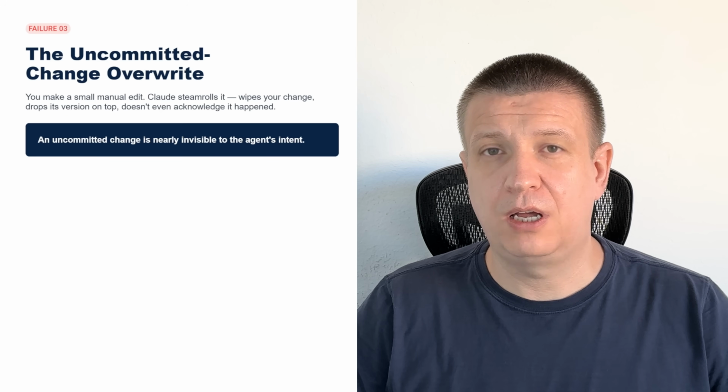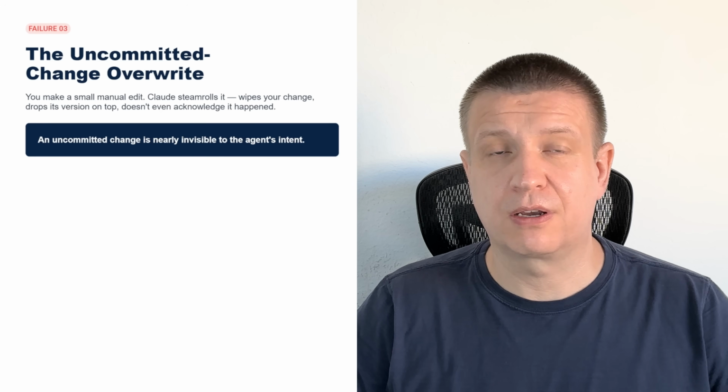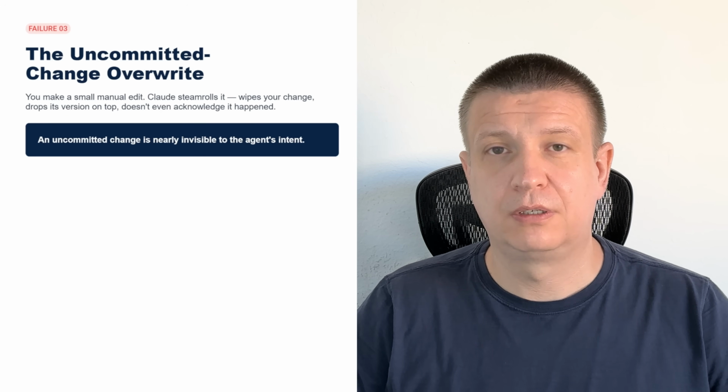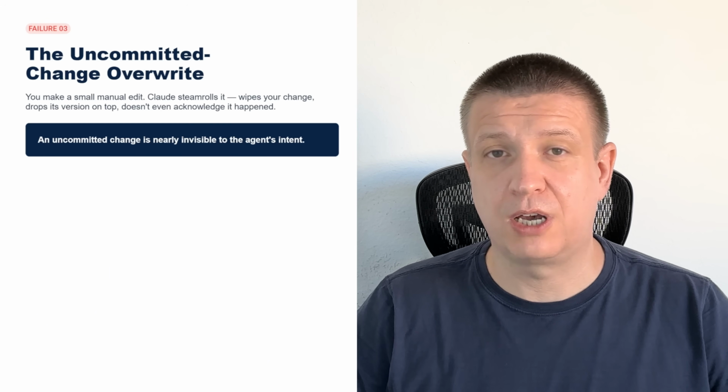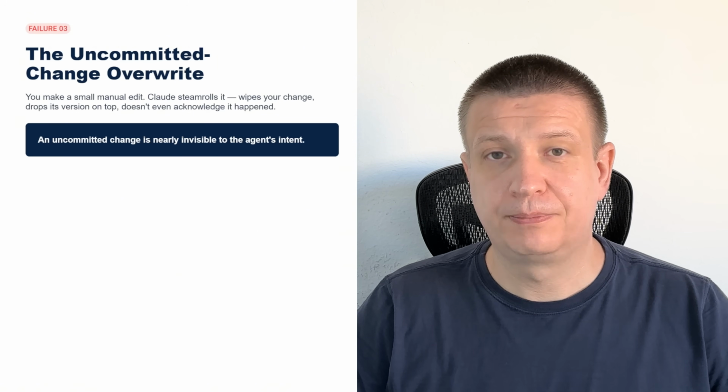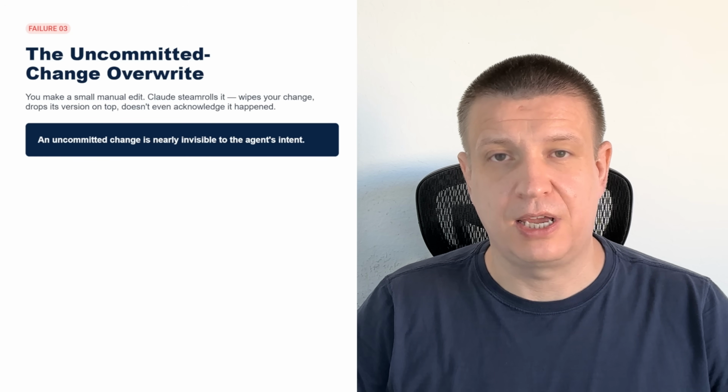Third failure is the one you felt in your body. Workers constantly collide on the same files, and the Cursor team says plainly, worker agents are bad at resolving this. In practice, they either override the other change or abandon their own. You know exactly where this shows up, so you make a small manual edit and Claude just steamrolled it.